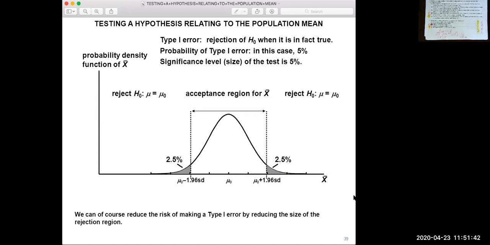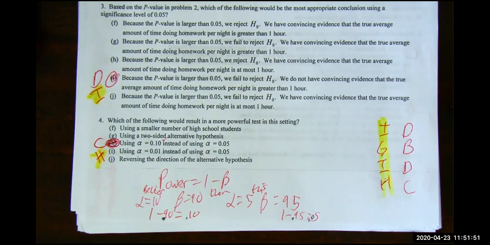Read this, view this, let me know if you have questions. That's it for quiz 1. Let me now go through your hypothesis test.